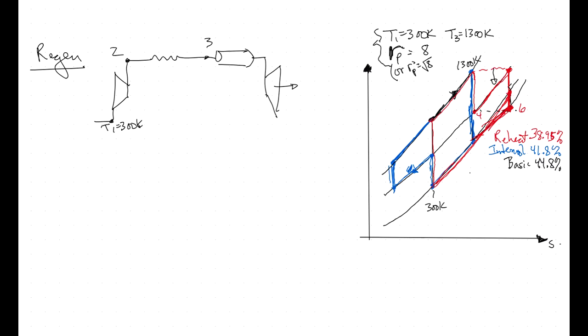This is going to be state five. But then I'm going to ship this here, and state six is the ultimate exit. And this is my regenerator. Okay, and we'll keep this regenerator there for all the next combos. All right, so 300, and then I said my T4, this is my max temperature, this is 1300 Kelvin.